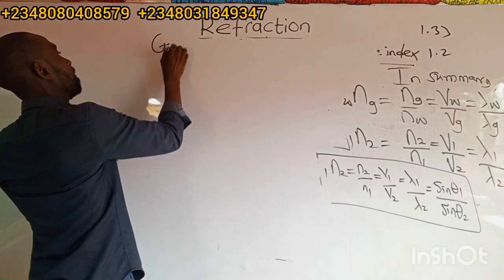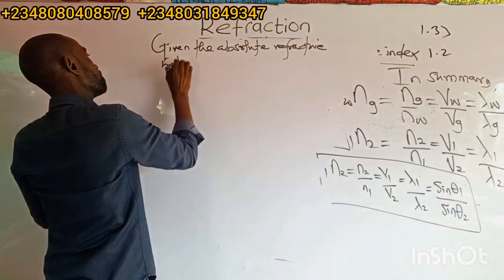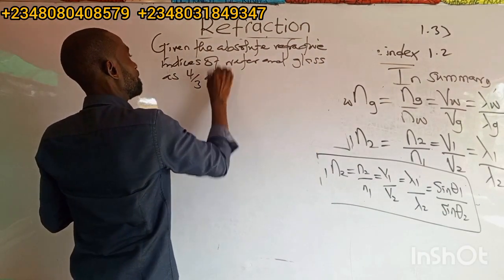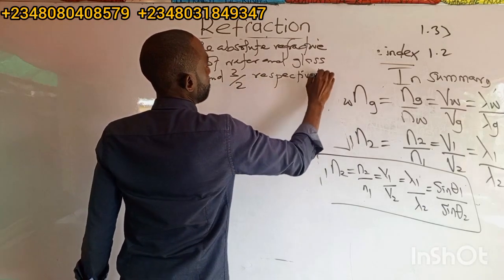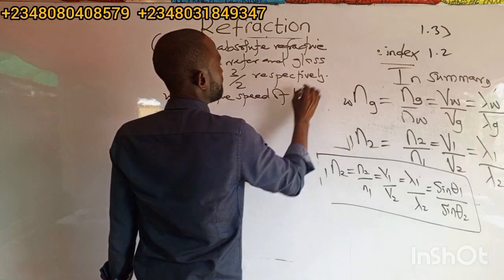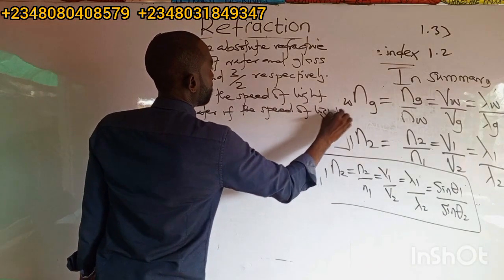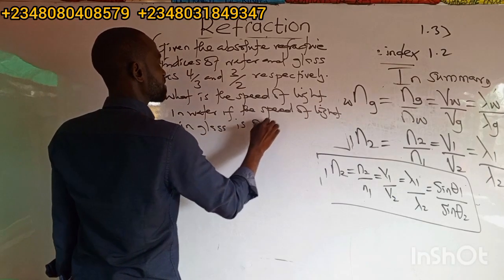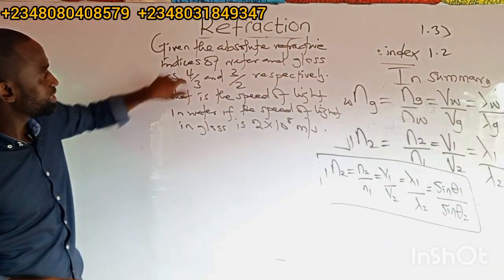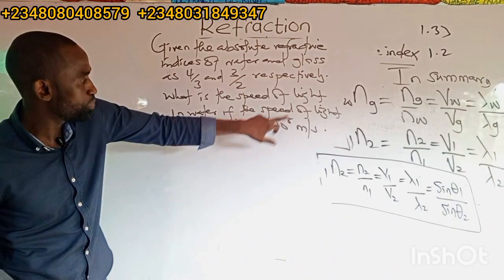Given the absolute refractive indices of water and glass as 4 over 3 and 3 over 2 respectively, what is the speed of light in water if the speed of light in glass is 2 times 10 to the power 8 meters per second? So here, we're given the absolute refractive indices of water and glass, and we're asked to calculate the speed of light in water.